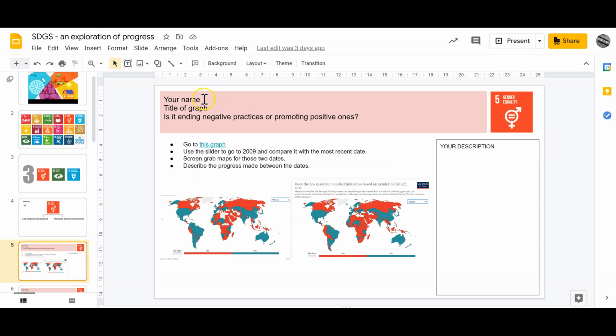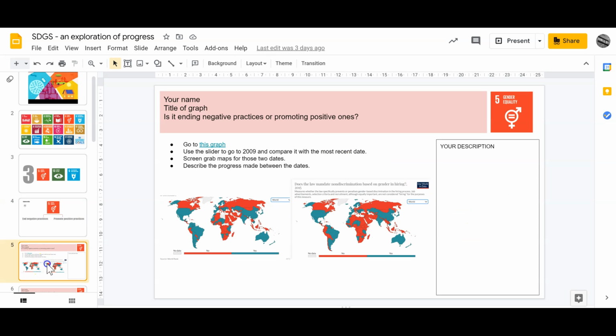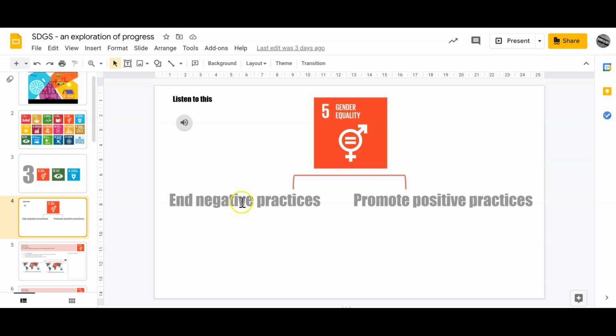But the task itself then, whenever you go in, you need to put the title of whatever graph or map that you open via this link. And then in this case, you've got to decide which category it goes in. Is it ending negative practices or promoting positive? Now, the graph will not tell you, or the map will not tell you. This is a thinking exercise for you. We'll check over them, of course, but what you need to do is to try and consider whether it's this category here or this category here.